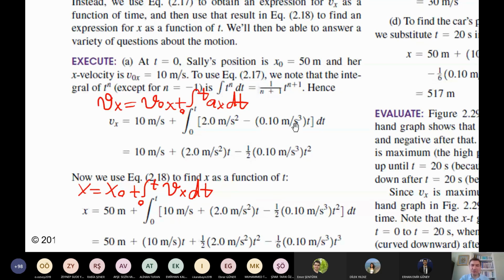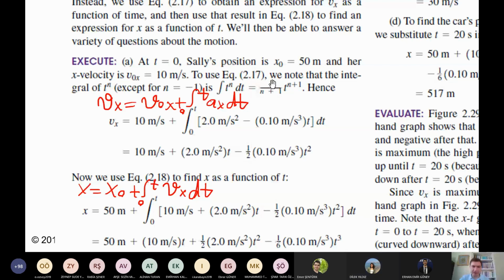So what is the solution of this integral? The solution of this integral is given here. If you have such an integral sign here, can you see the integral solution here? This one: the integral of t to the power n dt is equal to 1 over n plus 1 times t to the power n plus 1. Can you see this one? Yes. Okay. Good.